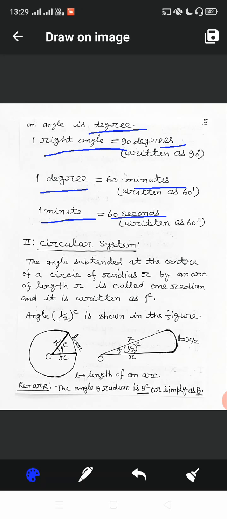Now, second system, that is circular system. In this system, the unit of measuring an angle is radian. The angle subtended at the center of a circle of radius r by an arc of length r is called 1 radian, and it is written as 1 to the power small c, that is called 1 radian.